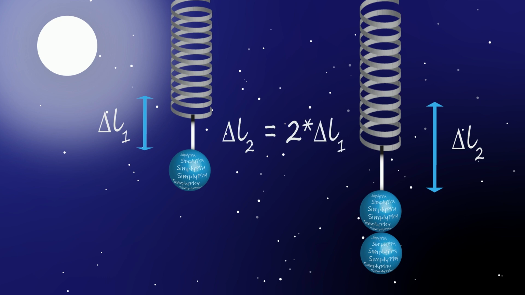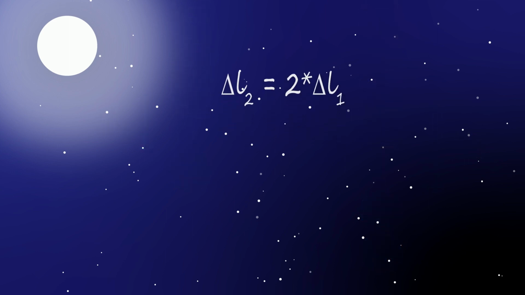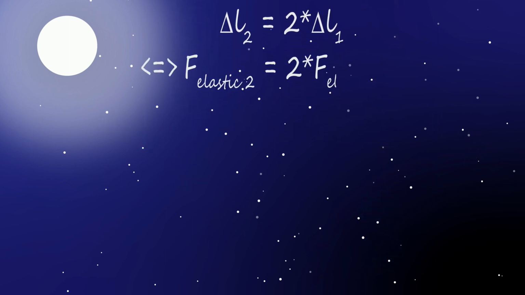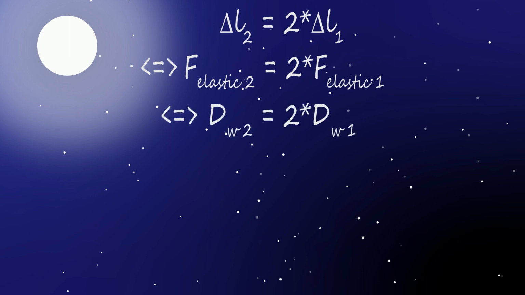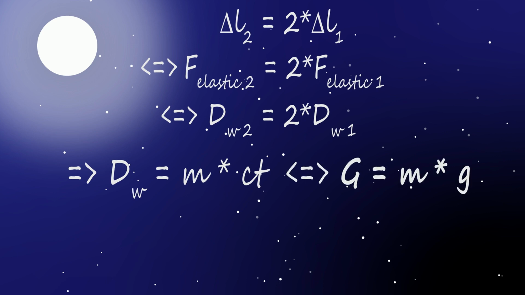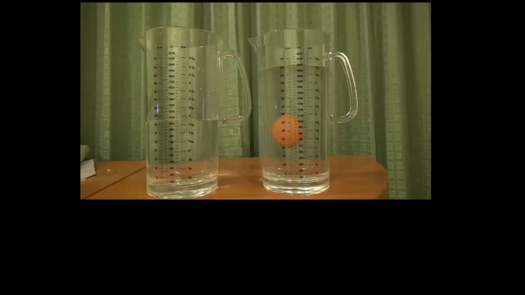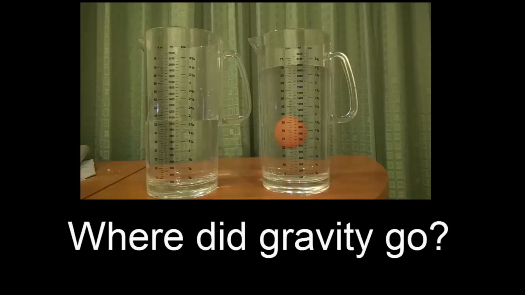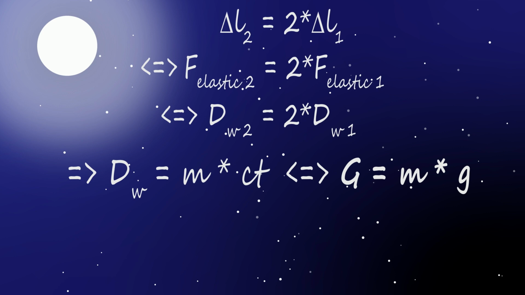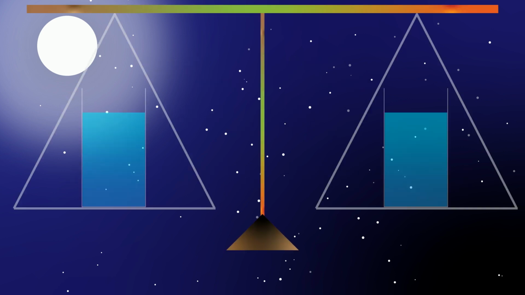Okay, if this is true, since the elastic force was proportional to the elongation, then this relation is true, but the elastic force at equilibrium is equal to the downwards force, so then this relation is valid. Then it means there's a linear dependence between the mass and the downwards force, which in turn means that the latter is equal to the mass times a constant. Now where have I seen that before? Oh, I know, gravity equals mass times the gravitational constant. So the question is, where did the gravity go? Well, it was with us the whole time, we just nicknamed it the downwards force.